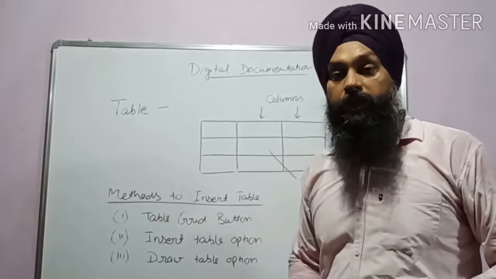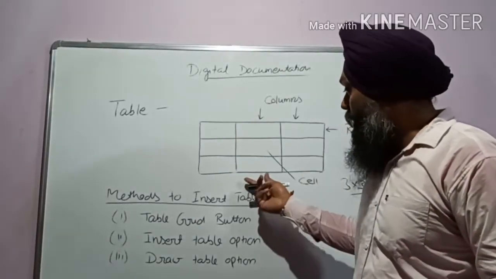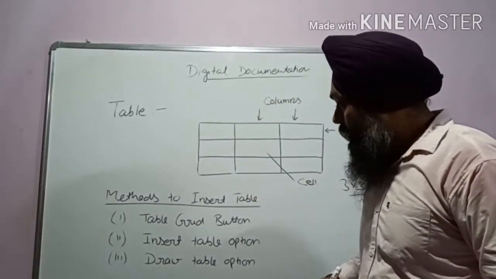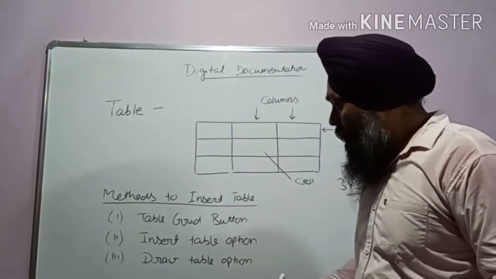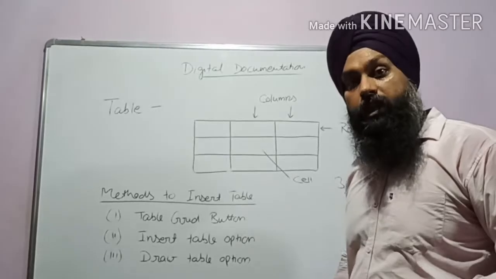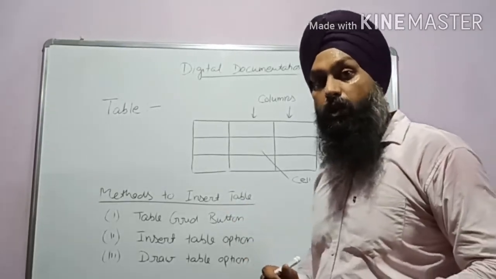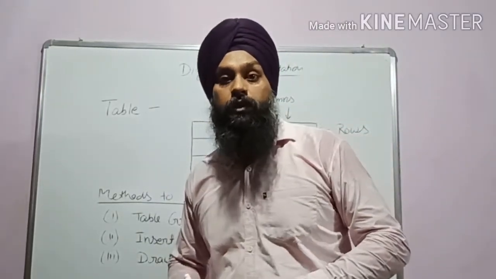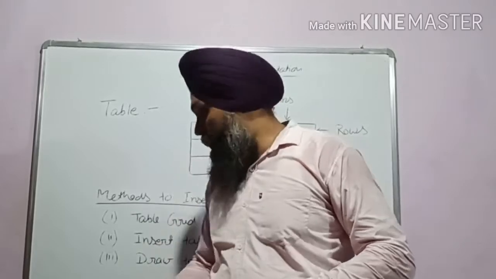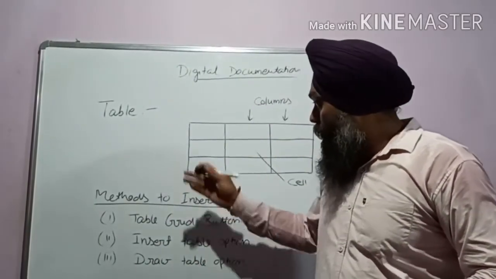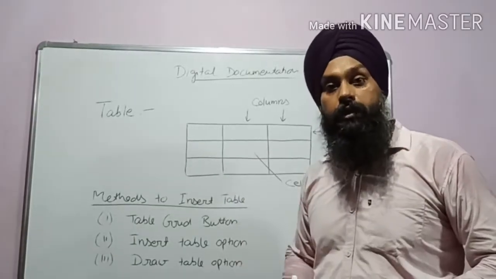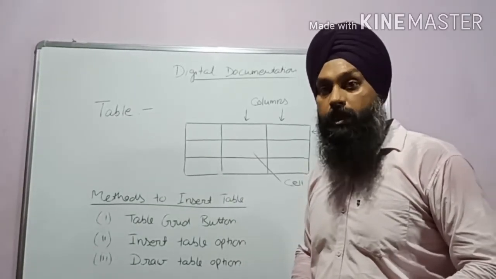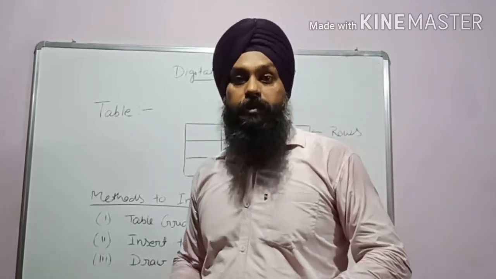So after specifying the number of rows and columns, we can insert the table. And the third method is the draw table option. With the help of this option, we can draw the table as we draw the various kinds of shapes on our page. So this is very similar to that. We draw the horizontal lines and the vertical lines to make a table. Now we will see how it is done practically.